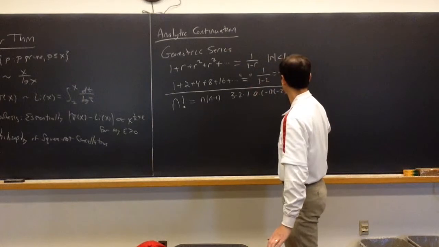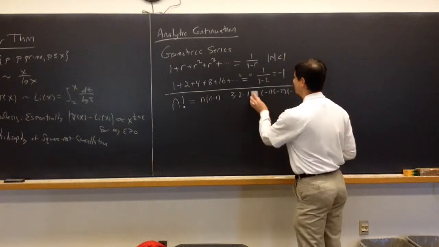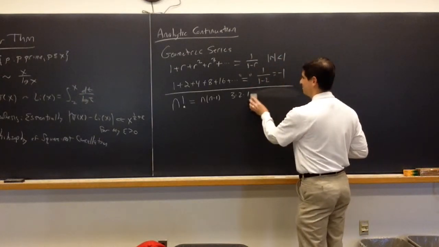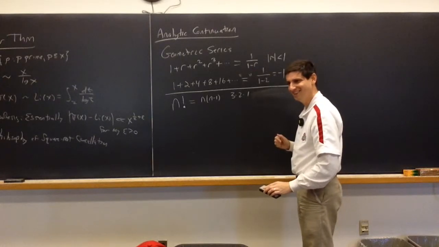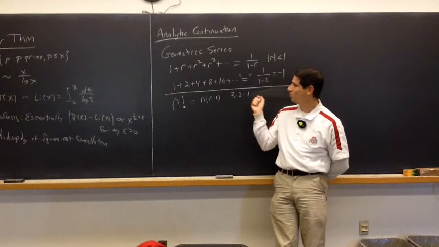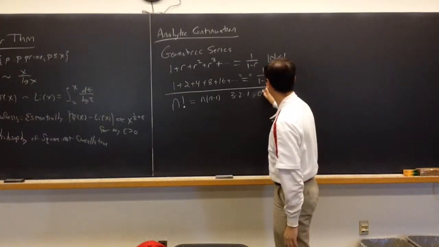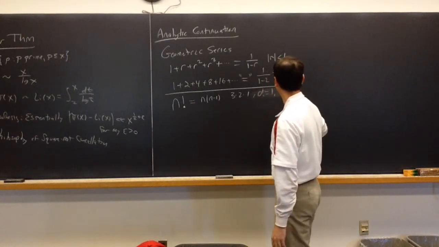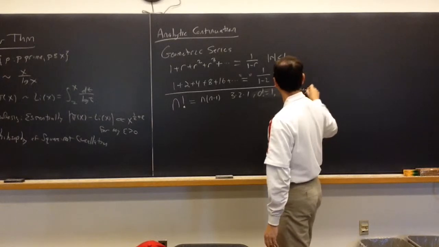Natural numbers. Okay. Is 0 a natural number? I think it depends who you talk to as to whether or not 0 is a natural number, but we won't go down to there. We'll define 0 factorial to be 1 and n to be a non-negative integer.